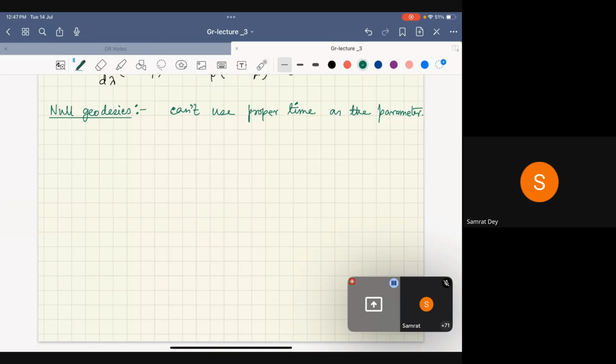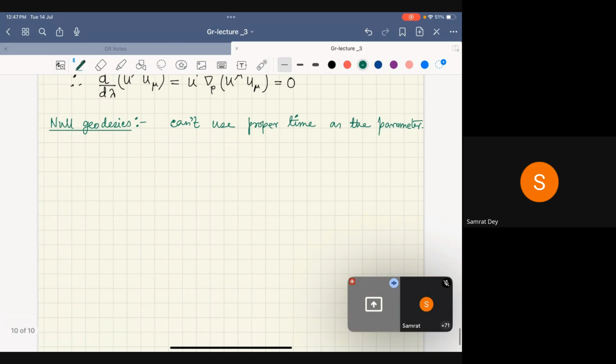Well, you cannot use the proper time τ or arc length ds as a valid parameter for a null geodesic because they vanish along the path, because this is what null geodesics imply, that you are moving along the light cone geometry, the boundaries of the light cone. So ds squared, which is the same as dτ squared, is 0. So null geodesics are therefore, how do I actually parameterize them? Null geodesics are basically described using arbitrary parameters.